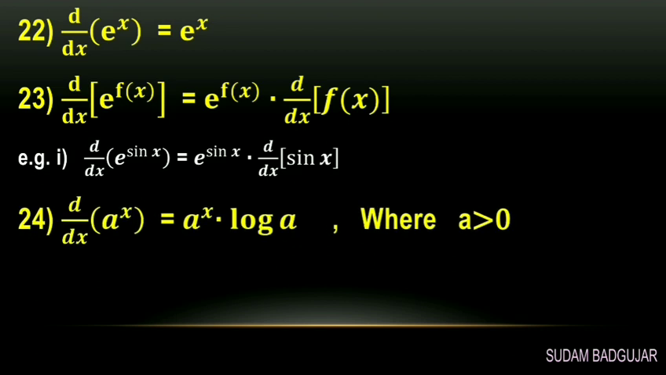Formula number 24, the derivative of a raised to x is equal to a raised to x into log a, where a is any positive real number, that is, greater than 0. Here also, see in formula 24, it is base power form, the power is variable but the base is any number, and in 22 the base is fixed, that is, an irrational number.